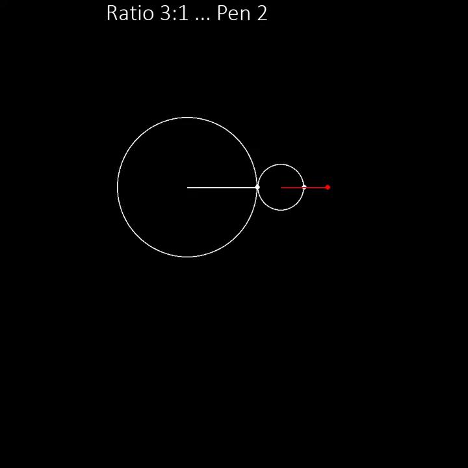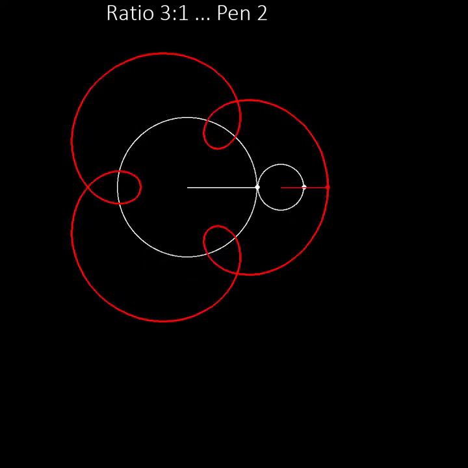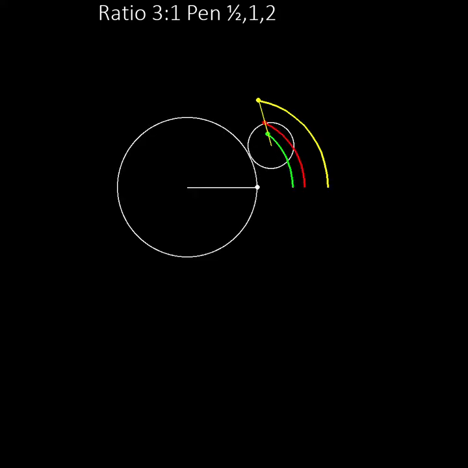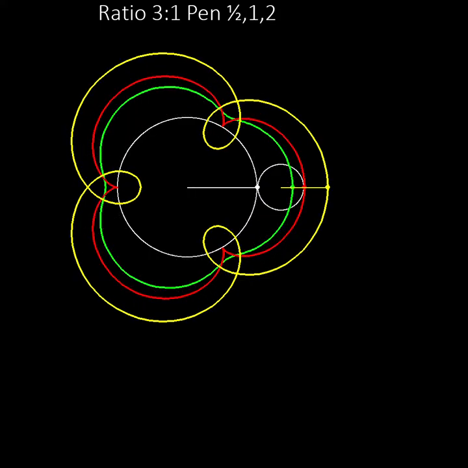We can also move the pen further out on the moving wheel. This is pen position 2, where the pen's distance from the centre of the wheel is twice the wheel's radius. Here are the 3 curves with pen positions 1/2, 1 and 2 drawn in 3 different colours. Remember that we are not changing the wheel sizes here, just the position of the pen on the moving wheel.